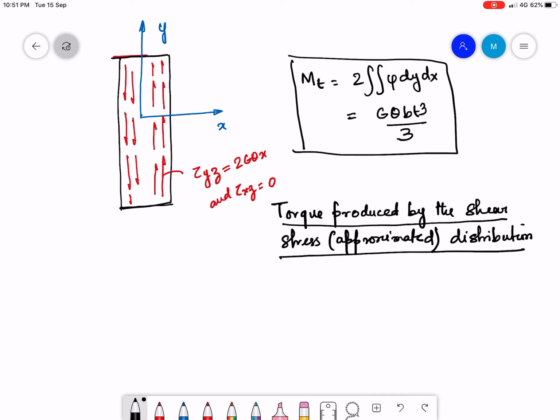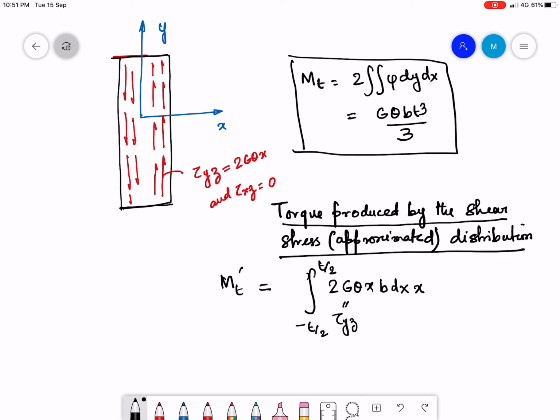So, if we try to find out the torque produced by the approximated shear stress distribution, let us call that Mt dash. So, Mt dash is going to be 2 G theta x, which is tau y z, into b into dx, acting over a small elemental area which is b into dx, into the moment arm which is x, and the integral of this from minus t by 2 to t by 2.